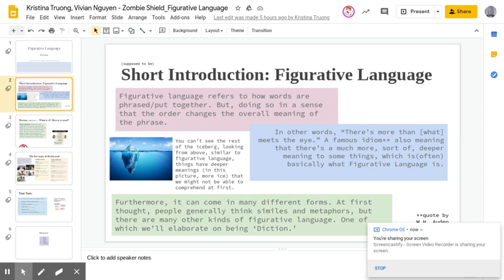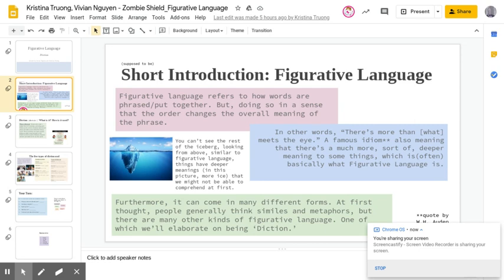Figurative language refers to how words are phrased or put together, but doing so in the sense that the order changes the overall meaning of the phrase. In other words, "there's more than what meets the eye," a famous idiom also meaning that there's a much deeper meaning to some things, which is often basically what figurative language is.